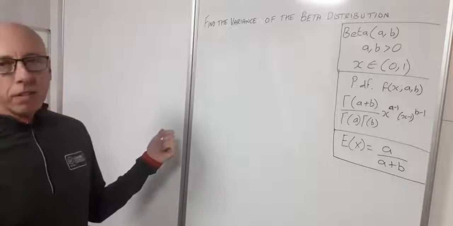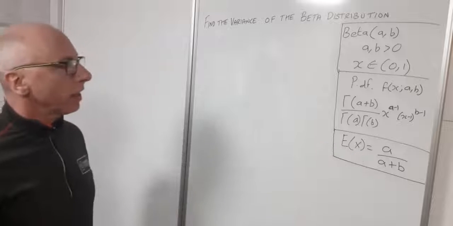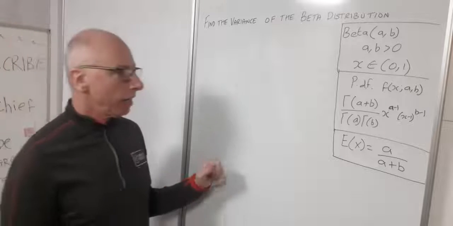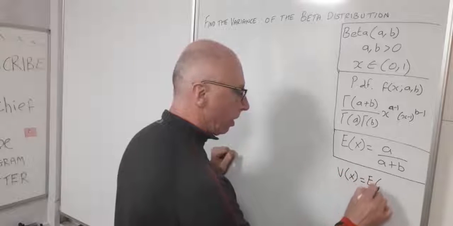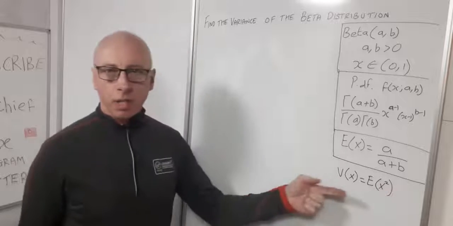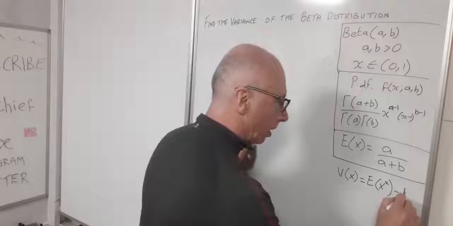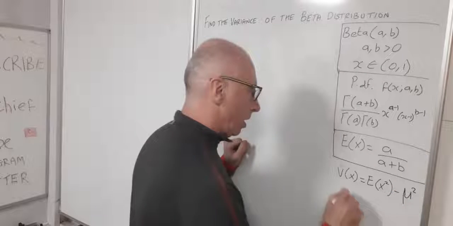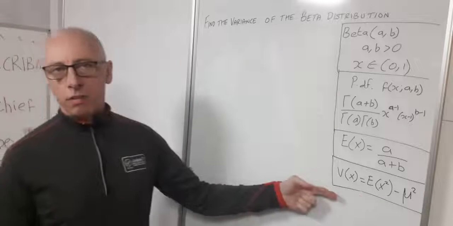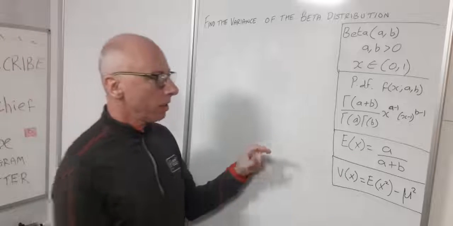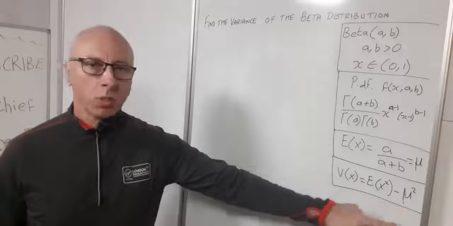Okay, so now the variance. How are we going to calculate the variance? Now we've got the expectation of x, i.e. the mean. So there is a formula to calculate the variance, and that is the variance of x equals E of x squared, the second moment, minus the mean squared. So that's a result we can use to calculate our variance. We've got the mean, so if we just square that, that will give us our mu squared.